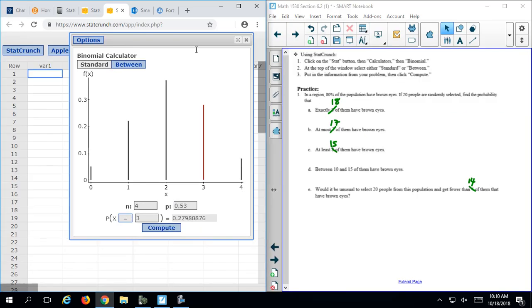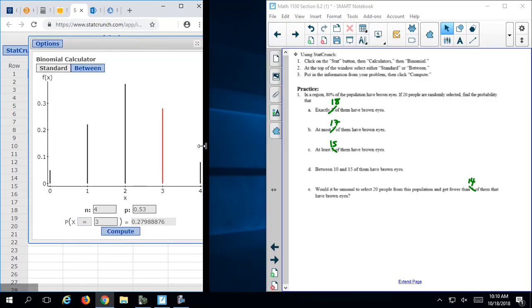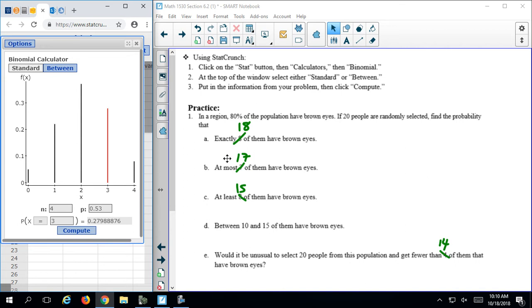Let's first check and see, is this a binomial? So, are there a fixed number of trials? Yeah, we're going to pick 20 people. Are there 2 outcomes in every trial? Yes, so they either have brown eyes or they don't. So that's 2. Are the trials independent? They are not.